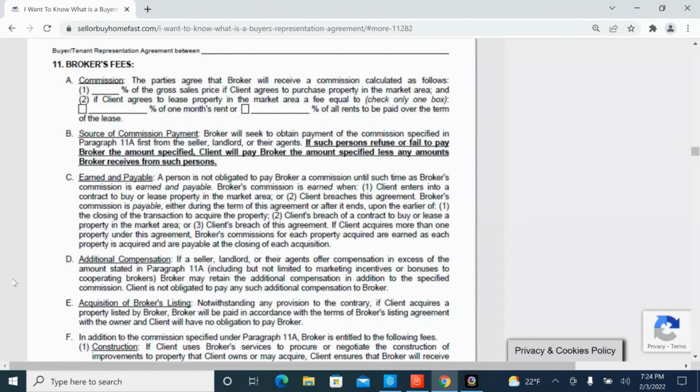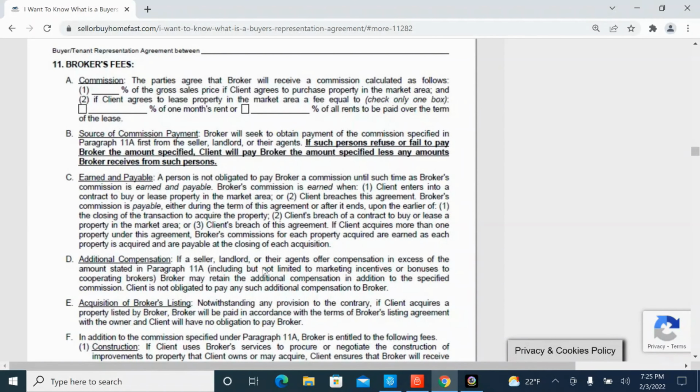Now, you can typically read numbers C, D, and E. Talks about earned and paid. A person is not obligated to pay broker or commission until such time as the broker commission is earned and paid. So you're not under obligation to pay the broker up front or anything like that. But we also talk about that sometimes there is additional compensation if the seller, landlord, or the agent offer compensation in excess of the amount of paragraph 11A, including but not limited to marketing incentives or bonuses to brokers. Brokers may retain the additional compensation in addition to specific commissions.